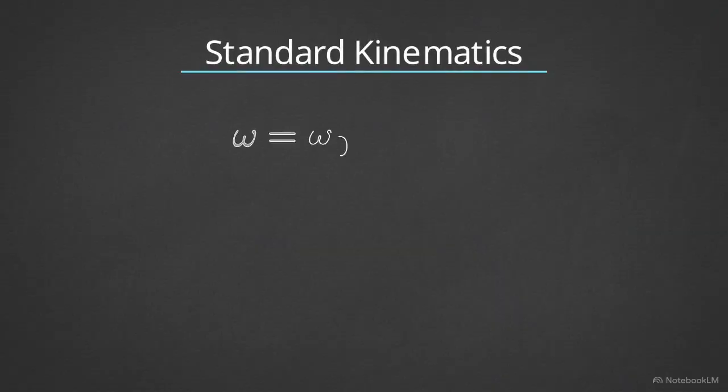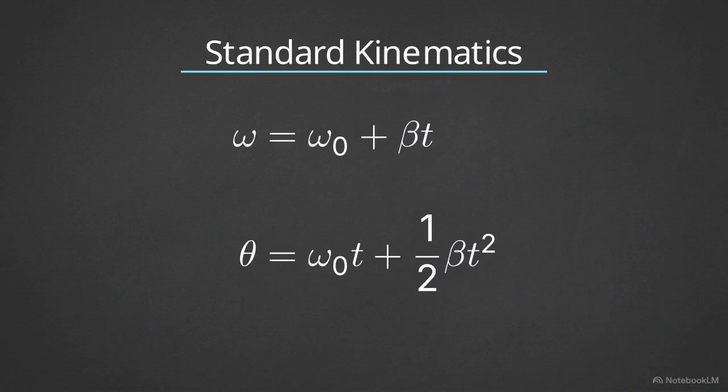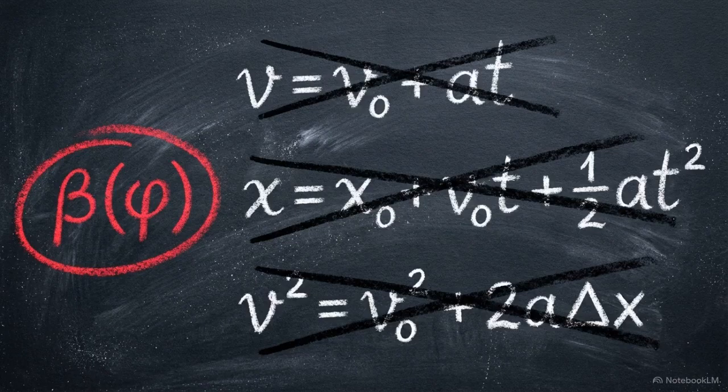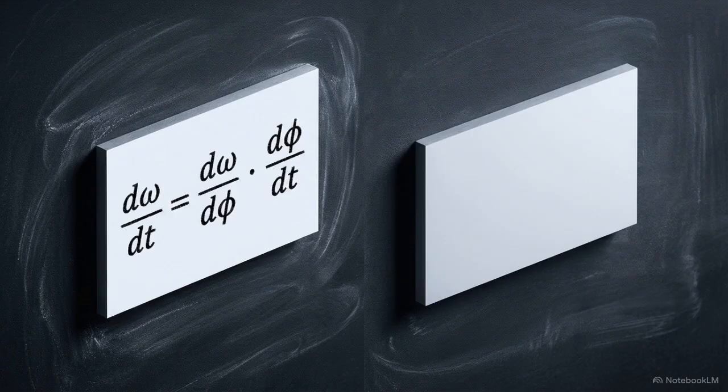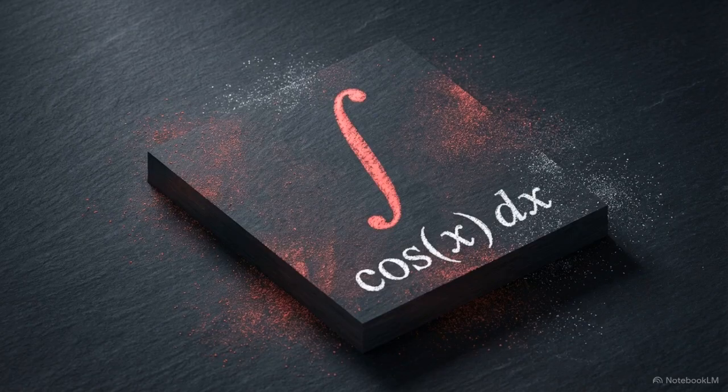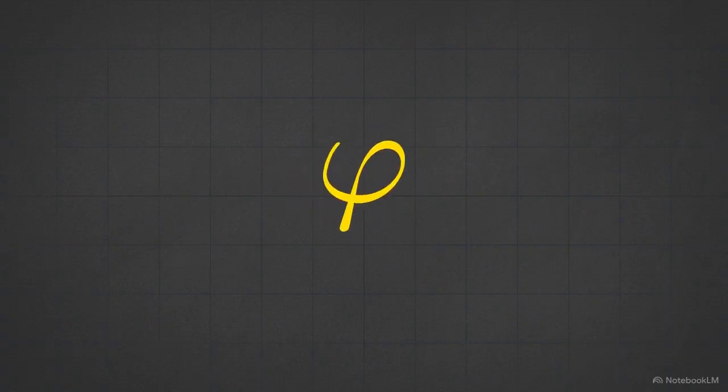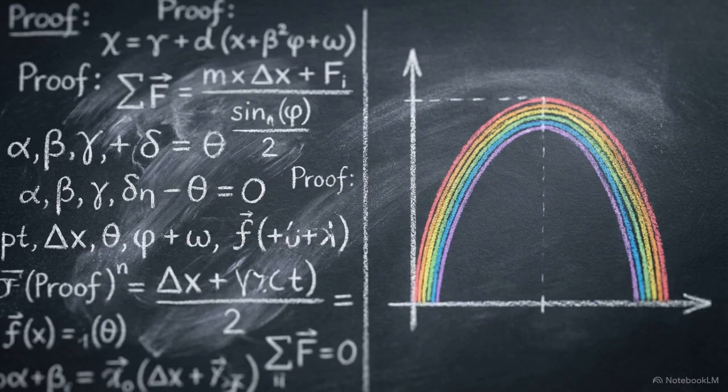Standard kinematic formulas typically assume that acceleration is either a constant value or a function of time. Because our acceleration depends on the angle, those basic equations cannot be applied directly. To solve this, we rely on two mathematical steps: applying the chain rule to the definition of acceleration and then performing a trigonometric integration. By utilizing a specific coordinate substitution, we can convert this differential equation into a clear representation of the body's physical motion.